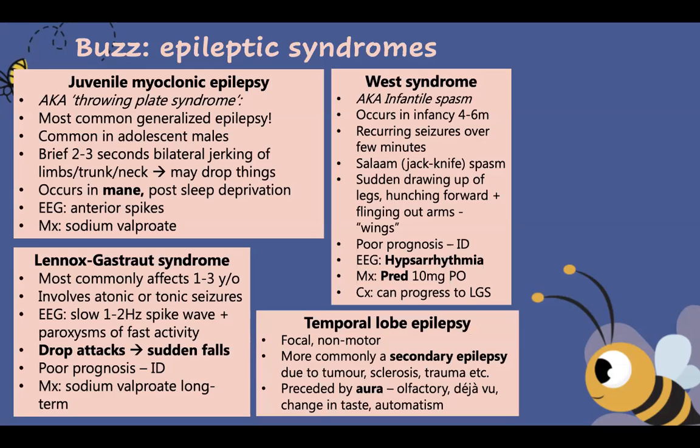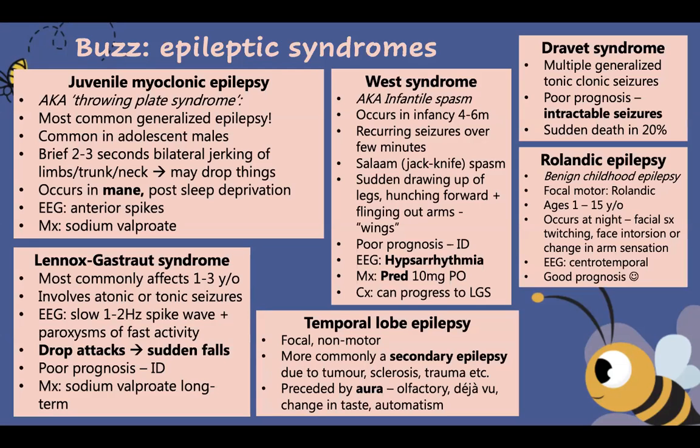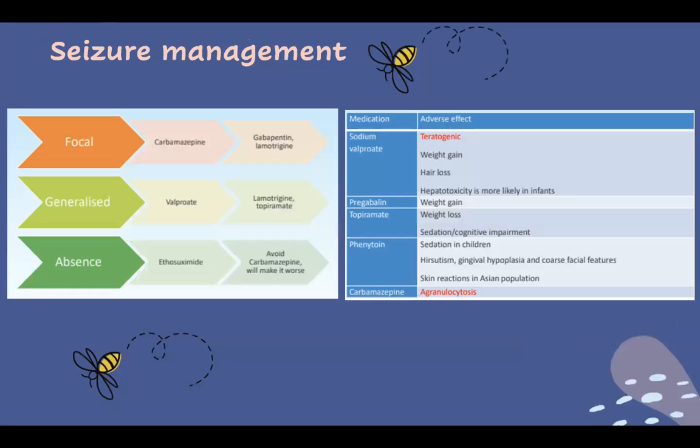Temporal lobe epilepsy is focal. Obviously, you have very precise symptoms like aura, olfactory things, deja vu, change in taste. Dravet syndrome is intractable seizures, and Rolandic epilepsy is a benign childhood epilepsy. Most people grow out of it. It happens at night where the face twitches. They have a torsion of the face or a weird sensation in the arm while they're sleeping. But many children grow out of it and it has a good prognosis.